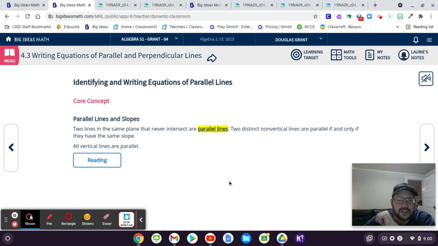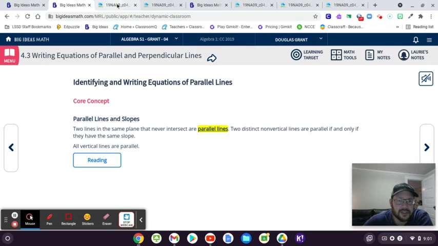So let's first talk about parallel lines. Two lines that are on the same plane and never intersect are called parallel. And they are only parallel if they have the same slope. So any two lines with the same slope are parallel. And if they don't have the same slope, they are not parallel.